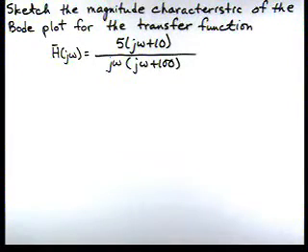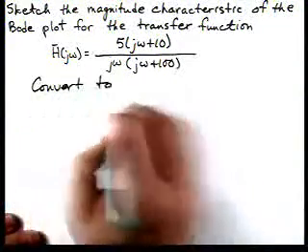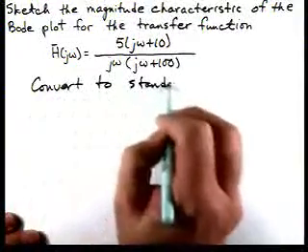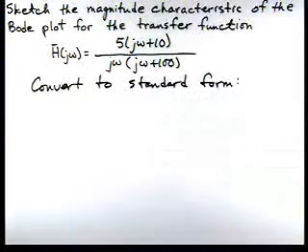In this problem, we're asked to sketch the magnitude characteristic of the Bode plot for the transfer function H(jω) = 5(jω + 10) / (jω(jω + 100)). Our first step is to convert to standard form so that we can use our straight line approximations.